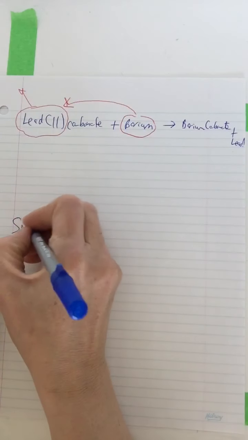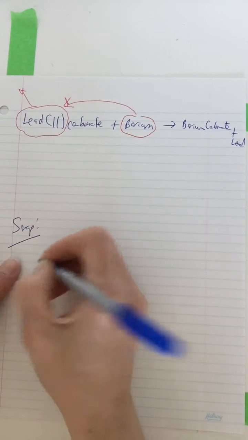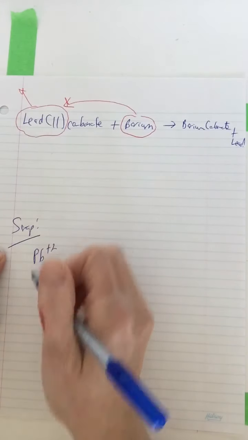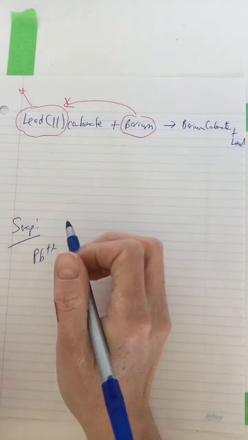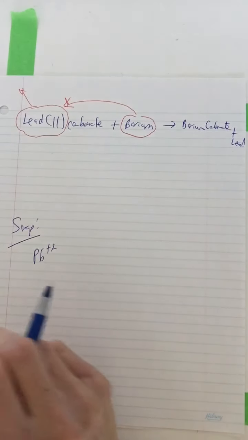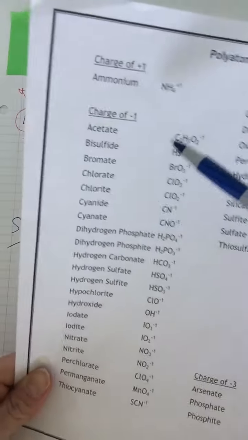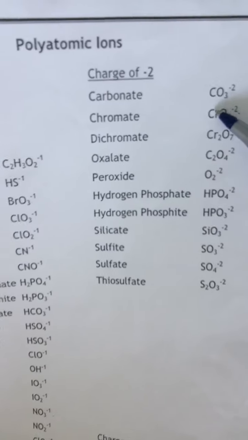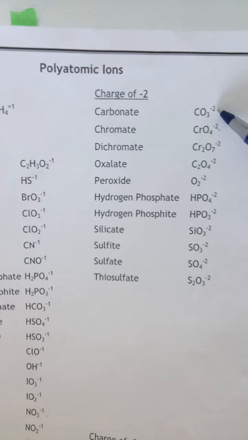Lead 2 carbonate. So let's do some scrap down here. Lead 2, well, lead is Pb, you can look that up, plus 2. It told us it was lead 2, that's on the periodic table. Carbonate, you guys have to use your polyatomic sheet. You'll see carbonate right here at the top. Can you guys see it right here? Carbonate, CO3 minus 2.